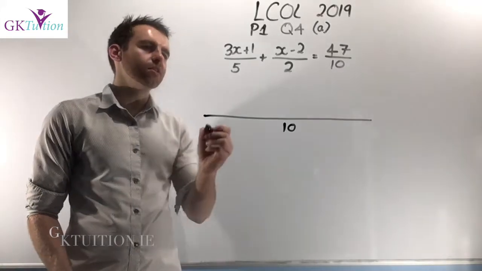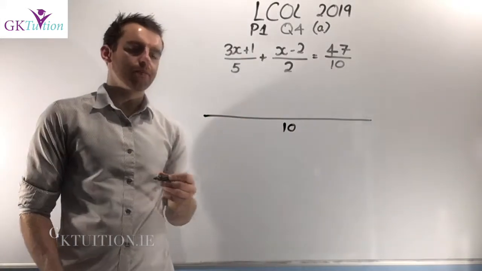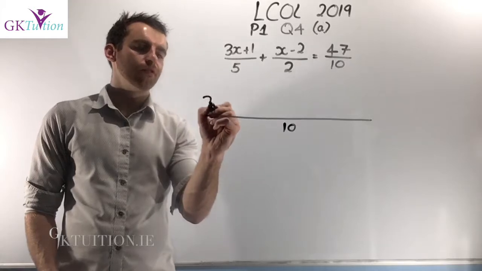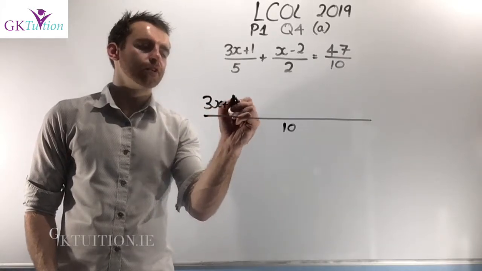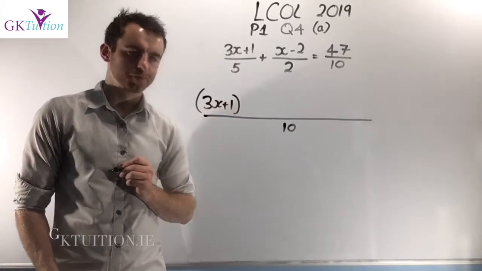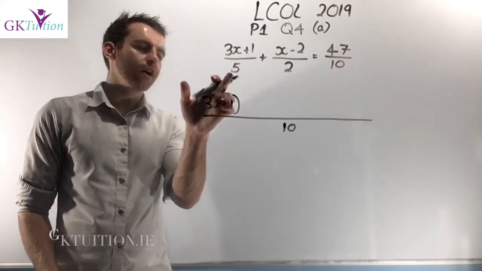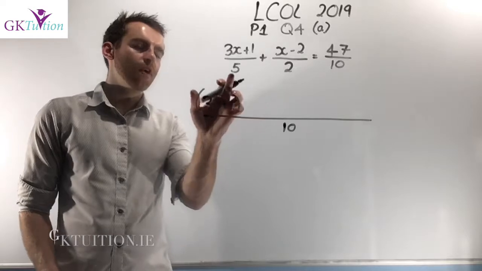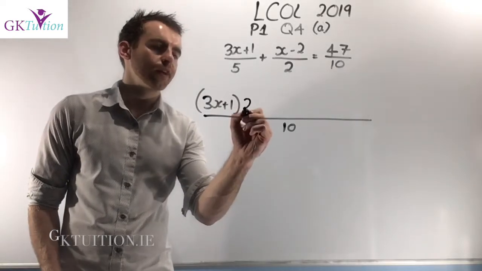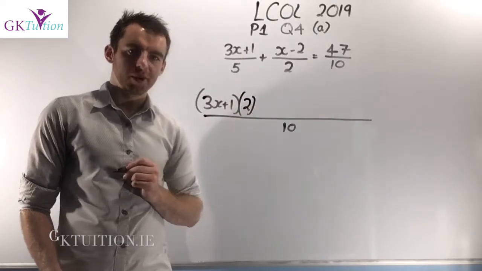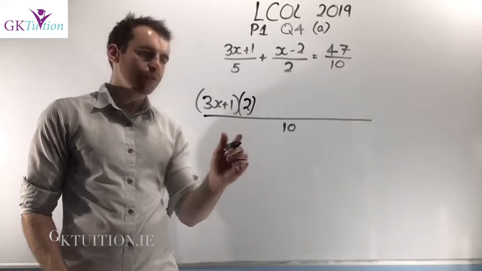And now what you need to do is figure out what goes on the top. So we're going to start off with the first fraction. On the top of the first fraction is 3x plus 1. And then you have to ask yourself, how many times does 5 divide into 10? 5 divides into 10 twice. So that means I need to multiply that by 2. And that's all you need to do there.